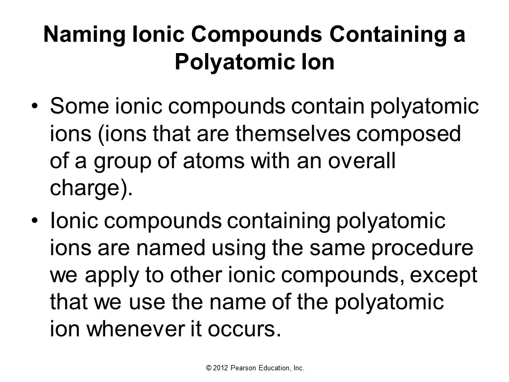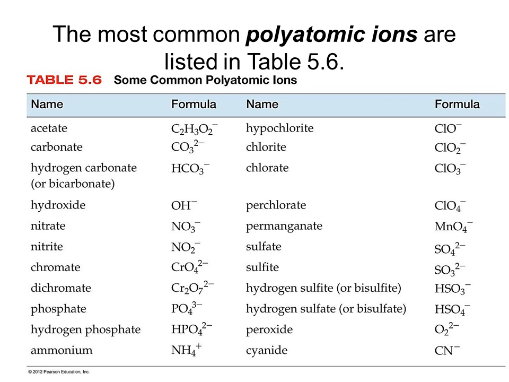How do you name ionic compounds that have a polyatomic ion? Some ionic compounds have these polyatomics, which are composed of a group of atoms that stay together. Ionic compounds containing polyatomics are named using the same procedure as other ionic compounds, except we use the name of the polyatomic ion whenever it occurs, rather than putting the ending "-ide" on. Here's a list of some common polyatomic ions, that's Table 5-6. You might want to refer to it when you're doing your quizzes and homework.